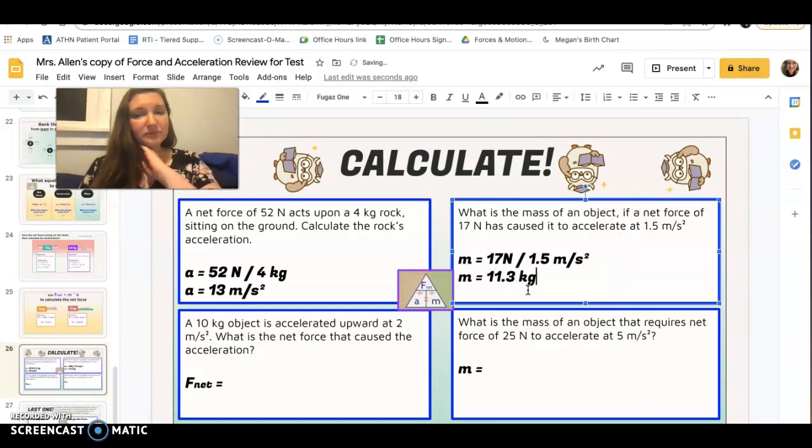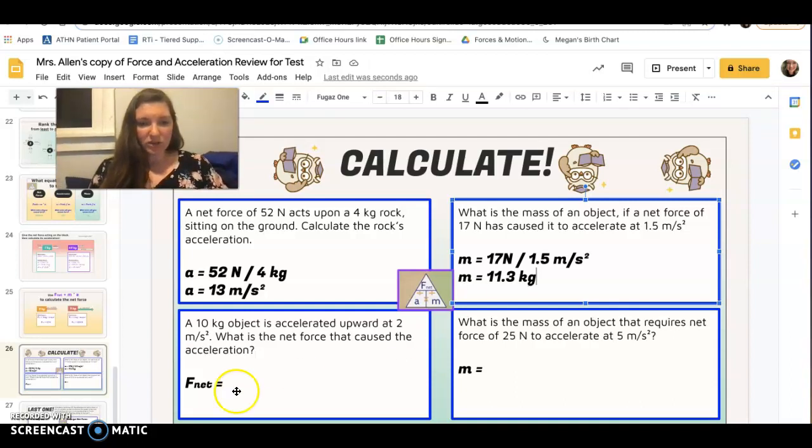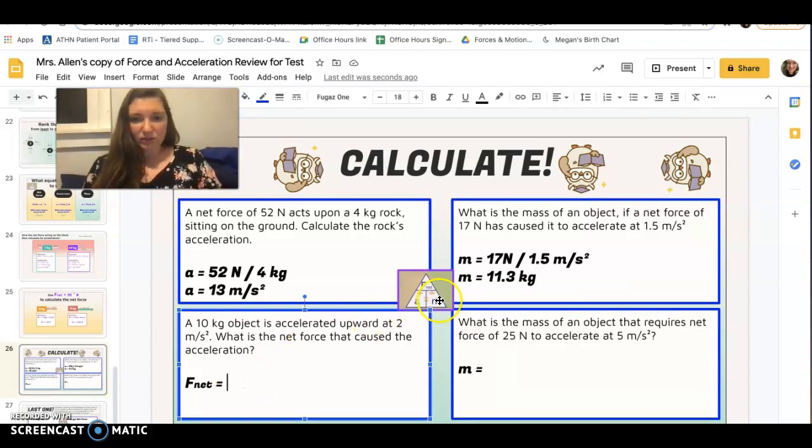Okay, so a 10 kilogram object is accelerated upward at 2 meters per second squared. What is the net force that caused the acceleration? Okay, so F net equals mass times acceleration, so 10 kilograms times 2 meters per second squared. Easy peasy, it's a net force of 20 newtons.